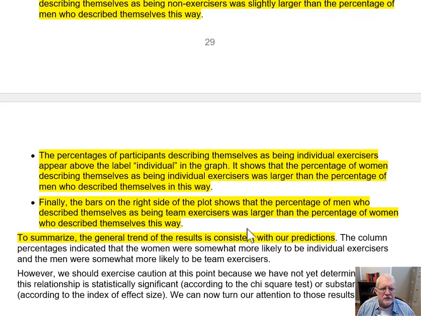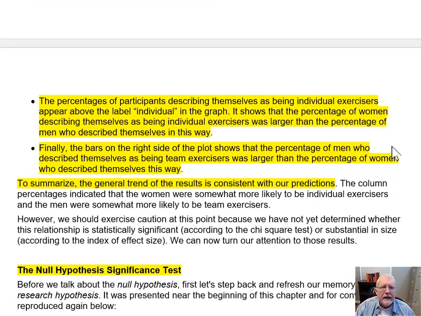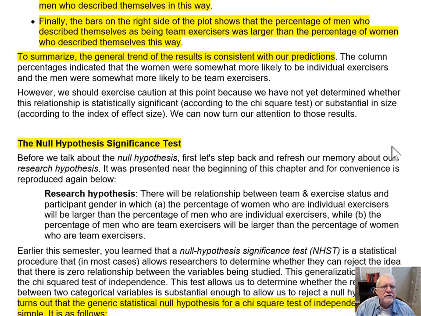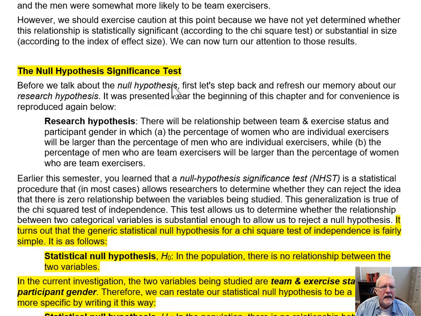To summarize, the general trend of the results is consistent with our predictions. So we've got the trend that we had hoped for, but right now we're just eyeballing the results. Because we have the trend doesn't mean that the relationship is statistically significant, and that's where Jamovi comes in again. I'm on page 30, about halfway down page 30, the null hypothesis significance test.